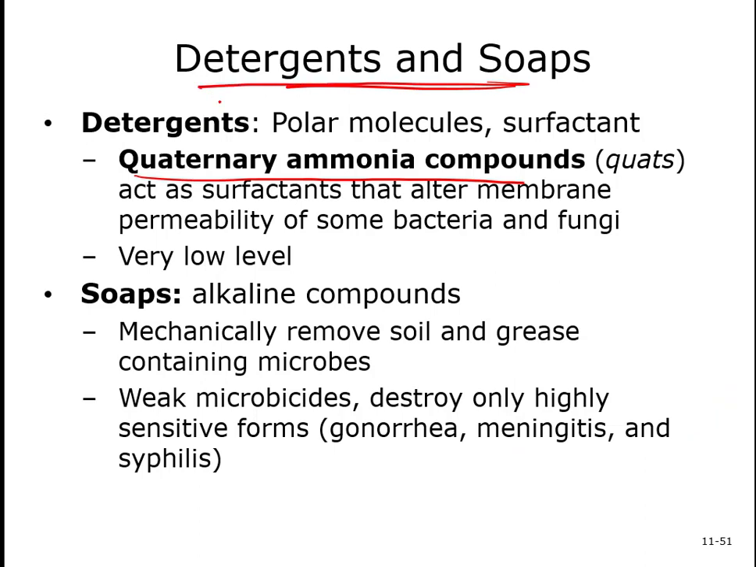Detergents and soaps are both types of surfactants. For example, laundry detergent works to embed itself in the cell membrane and destroy the cells. There's also a group called the quaternary ammonia compounds, or quats, which are a type of detergent. Washing your hands with soap in and of itself, soap is not the best disinfectant. It's very weak. It's actually more the mechanical action when you're scrubbing your hands and brushing away the bacteria. That's really what gets the bacteria off your hands.